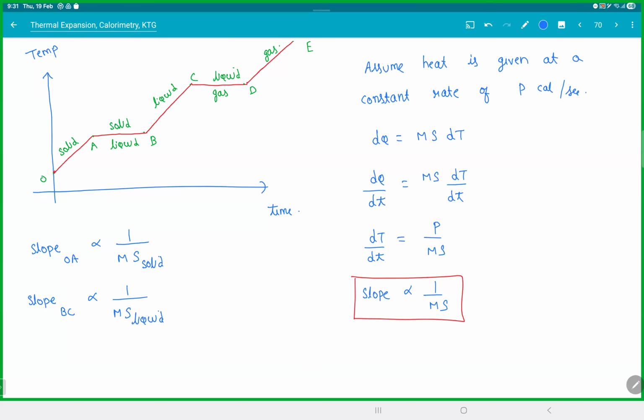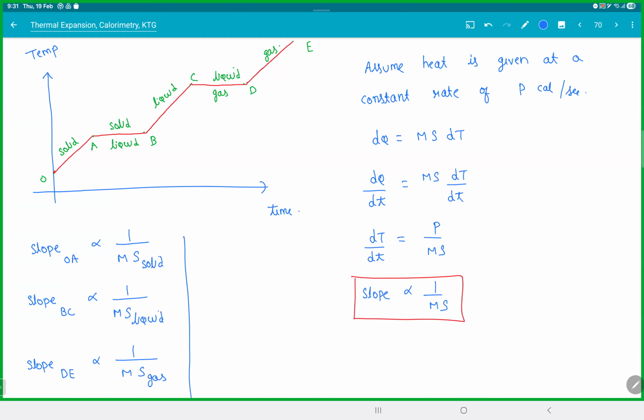So when you go from B to C, the specific heat is for the liquid. This is 1 by m into specific heat of the gas. So each line will tell you the slope for different substances.